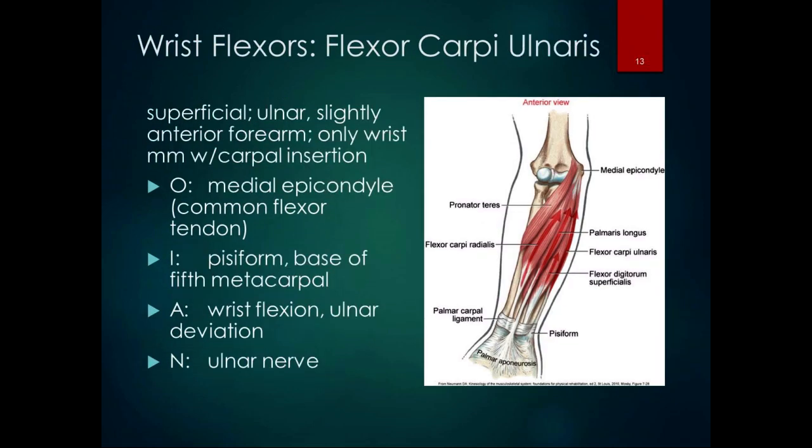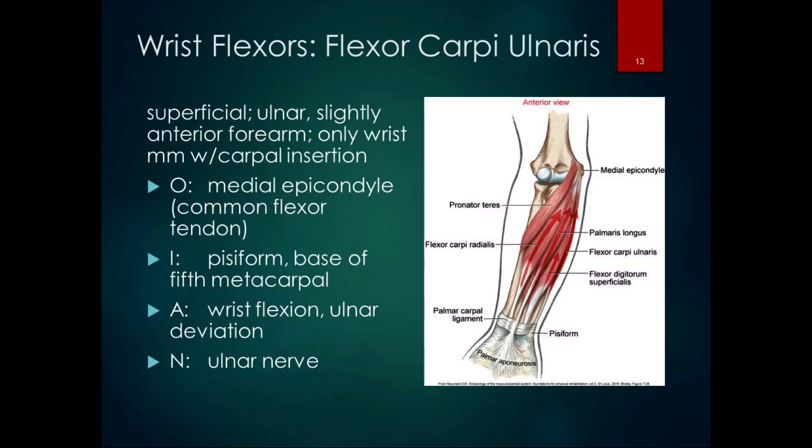Flexor carpi ulnaris. Its name is telling us it flexes the wrist and it does ulnar deviation. And there's not a longus and brevis. There's only one of them. It's superficial. It's ulnar and slightly anterior on the forearm, and it's the only wrist muscle with a carpal insertion. So the other ones insert on the metacarpals. This one inserts on the carpal. It inserts on the pisiform and the base of the fifth metacarpal.